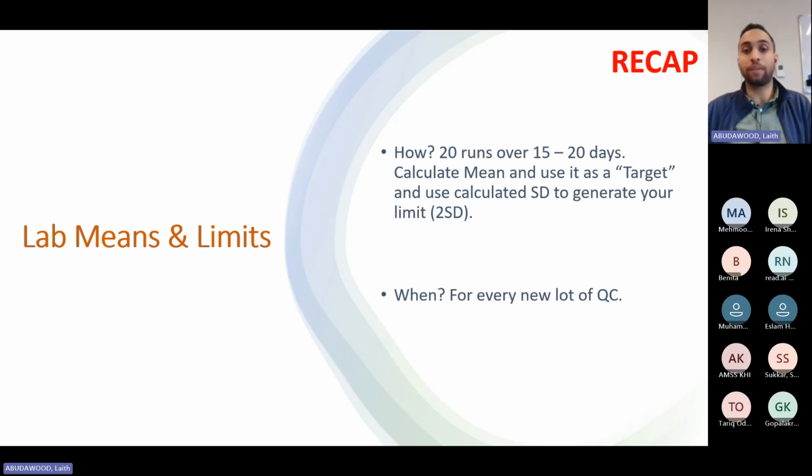Sorry, internet connection. A small reminder, how do I establish my lab means and lab limits? Usually I will have at least 20 runs per level over 15 to 20 days. Try not to go below 10.